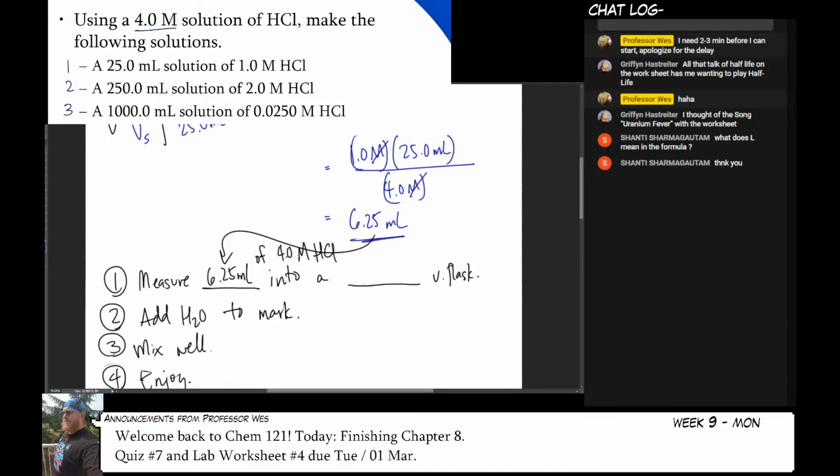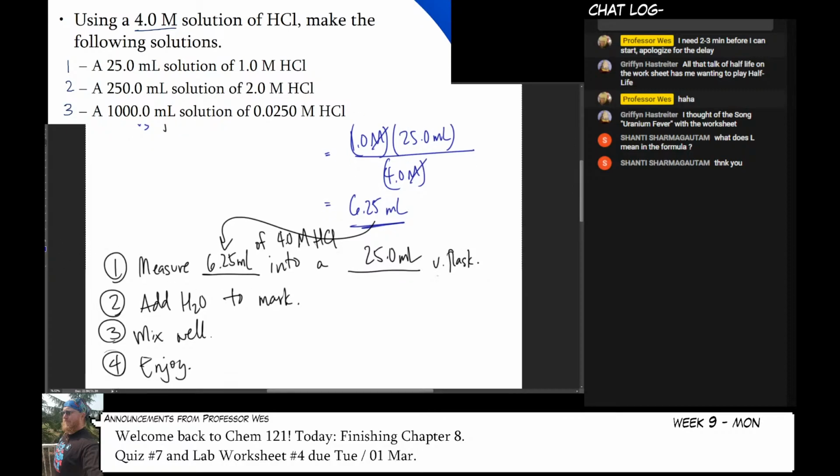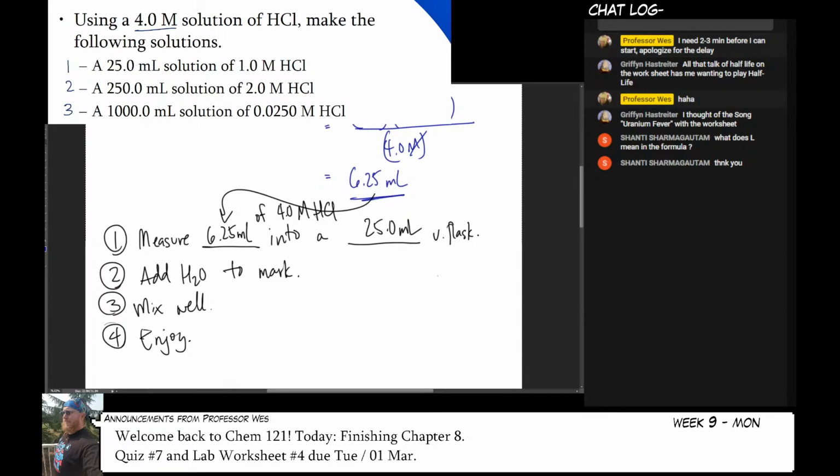into, well, how big did I want it? I wanted a 25 milliliter volumetric flask. So there would be your procedure. I'm going to take 6.25 milliliters of the stock solution, pour that in a 25 ml flask, add enough H2O to hit that mark, mix it well, and enjoy.